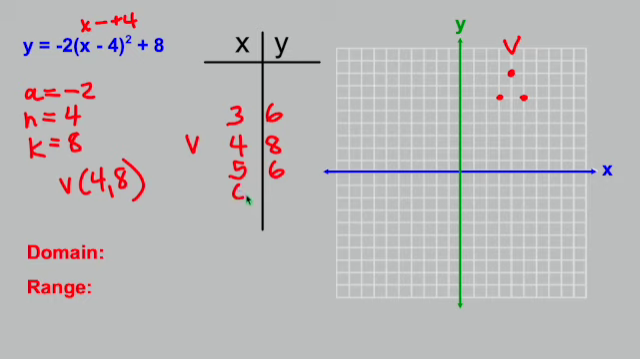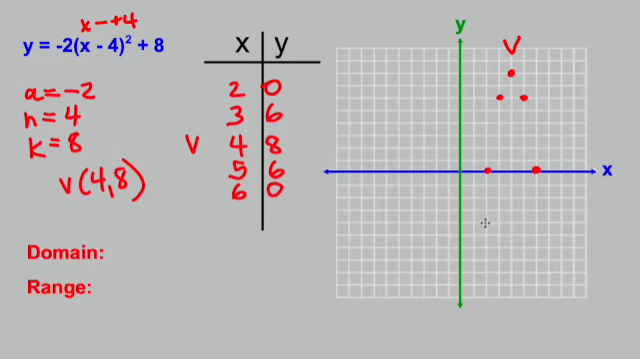Also, if I go up one more and down one more, from 3, 6 and 2, because of the symmetry in this parabola, we are going to have the exact same y values. So I'm going to plug in a 6. 6 minus 4 would be a 2. 2 squared is 4. Negative 2 times that 4 would be negative 8, and then plus 8 is 0. Here we go. So there is my (2, 0), and there is my (6, 0). At this point, I've graphed 5 points, so I'm good to go.